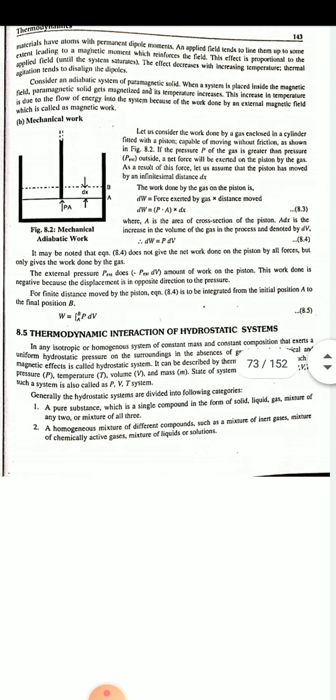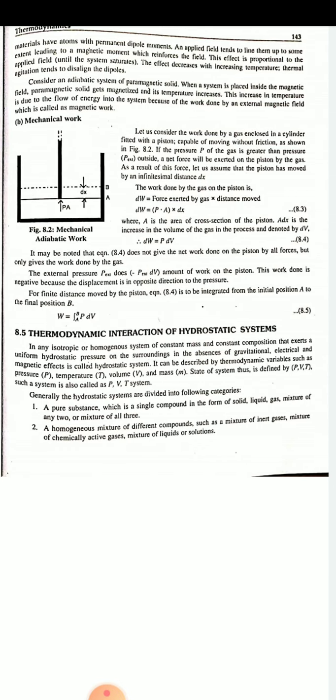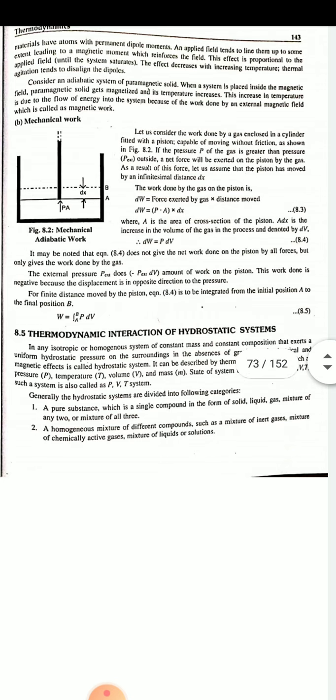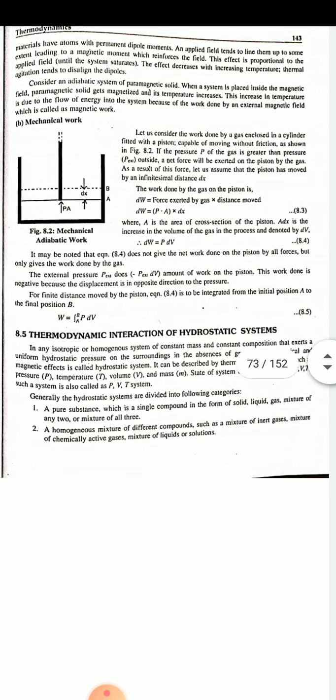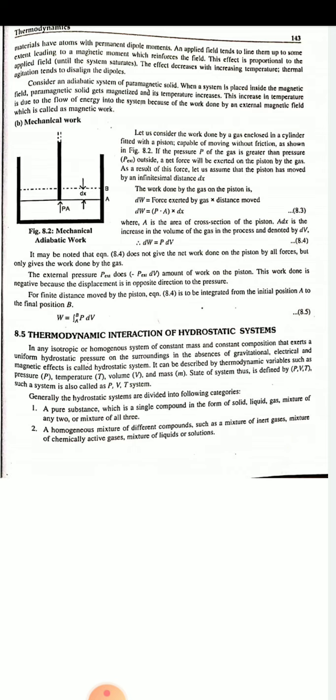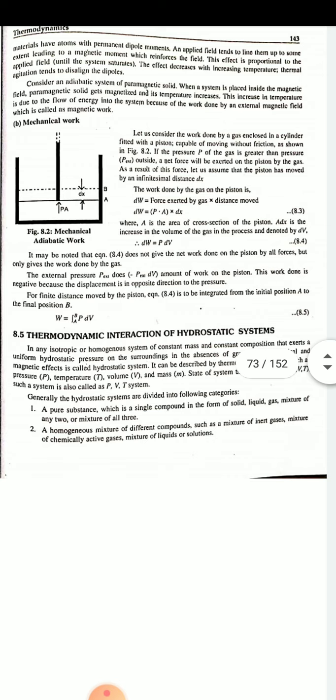Work is equal to... let us consider the work done by the gas. Here, the magnetic work. Consider an adiabatic system of paramagnetic solid. When the system is placed inside the magnetic field, the paramagnetic solid gets magnetized and its temperature increases.